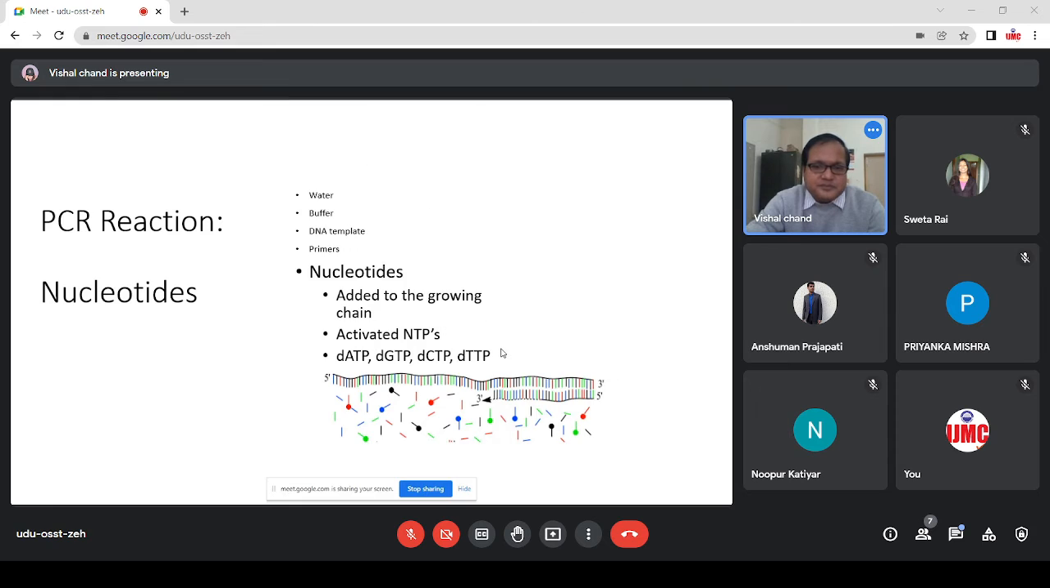Nucleotides. You know, that is very important for adding to the growing chain. These are activated NTPs, which include dATP, dGTP, dCTP, and dTTP. So these are the components that are part of the nucleotides, and they should always be there with the overall components. If there are no NTPs, then no lengthening of the chain occurs.